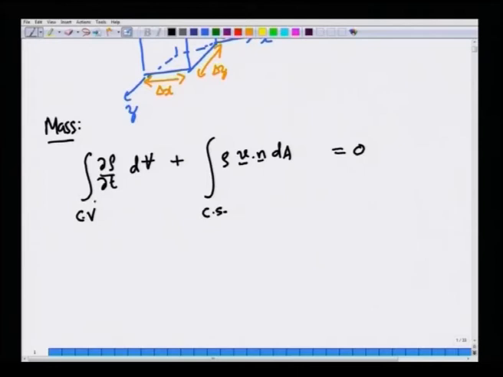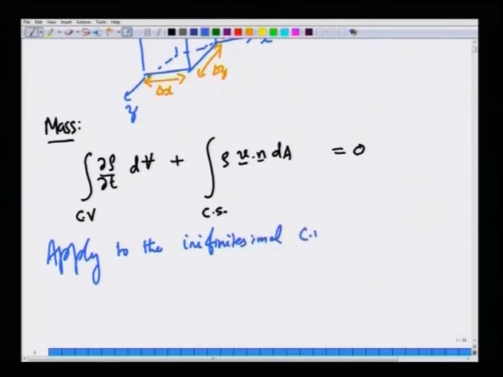Now, we are going to apply this to the infinitesimal CV with sides delta x, delta y, delta z, the cubic CV that we just drew here.